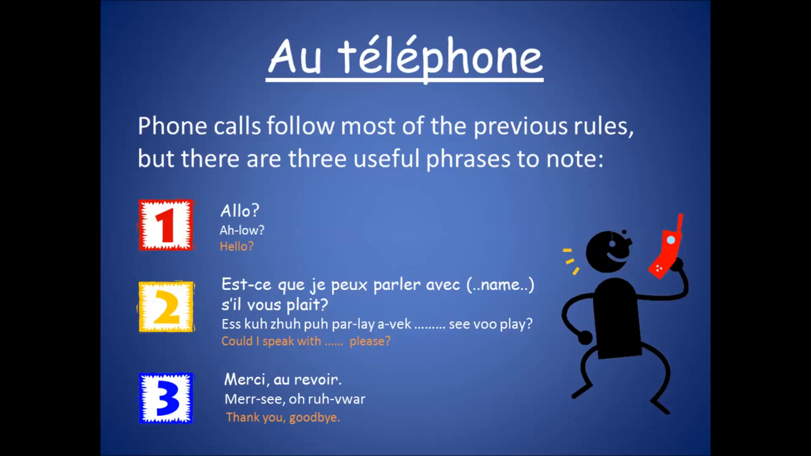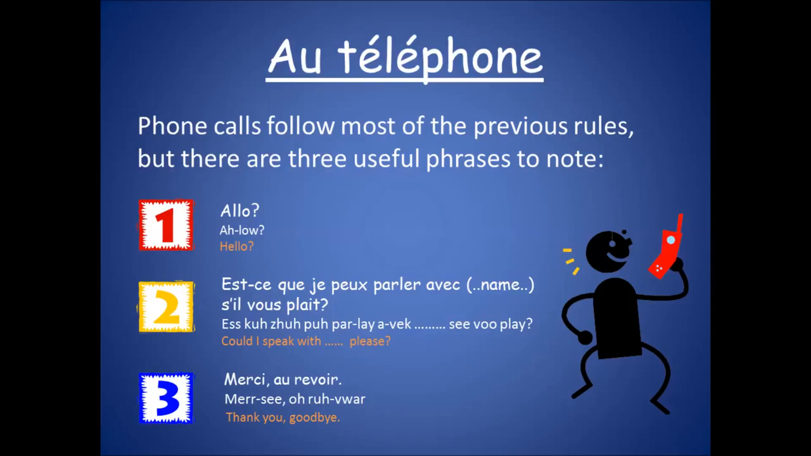Okay, est-ce que, so that's could I, or can I? Je peux, okay, that needs to be with the est-ce que. The est-ce que is the actual start to a question, that's how we make a question. The je peux is can I. Parler is to speak. Avec is with. And then the person's name, so that's Bob. S'il vous plaît. So all together, est-ce que je peux parler avec Bob, s'il vous plaît? And that translates to could I speak with Bob, please? Something which would be very useful, not just on the phone, you can use that in other places as well, with friends, etc.